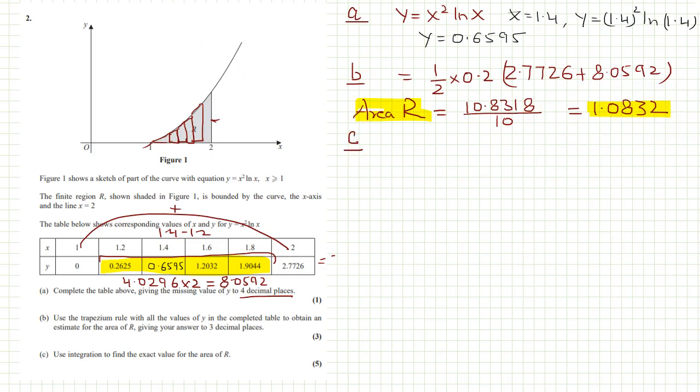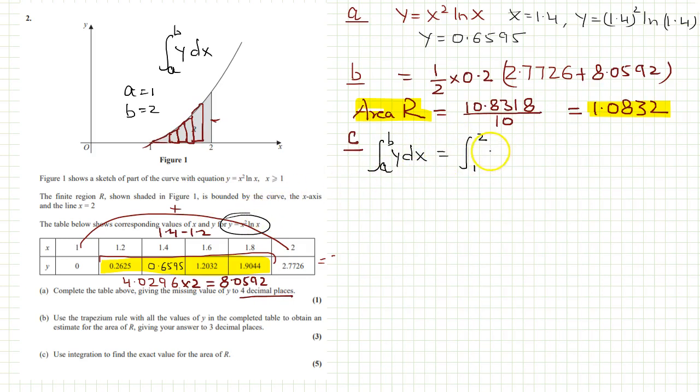Part C. Use integration to find the exact value. Now we have to use integration. Integration is integral y dx, from 1 to 2, formula is a to b. So we have a is equal to 1, b is equal to 2, and the value of y is this one. So integral a to b y dx is equal to integral 1 to 2, y is x square ln x dx.